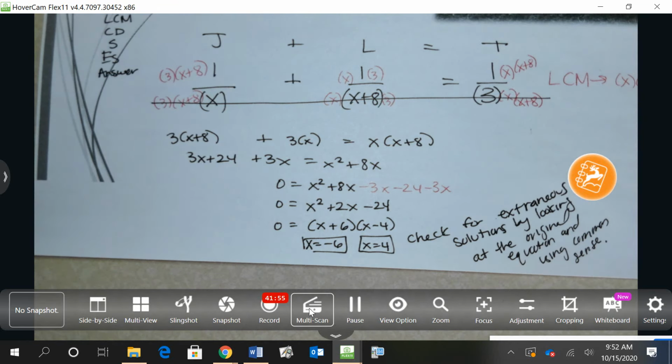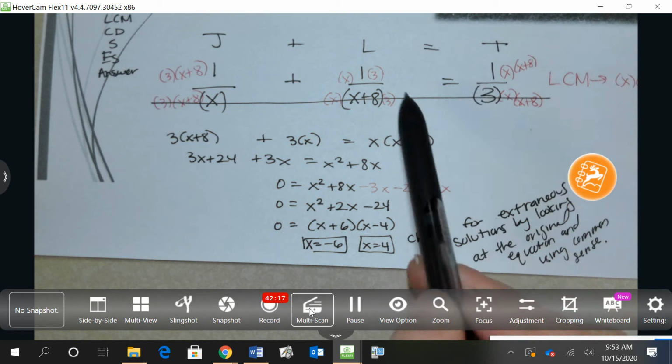Please be responsible for your own learning and never hesitate to ask questions, whether you put an E into the box this time, into the chat box, or you unmute yourself. Let me know. Before I check for extraneous solutions and we come up with an answer to the question from this problem, does anybody need help identifying how I came up with the LCM, how I applied it, and solved?